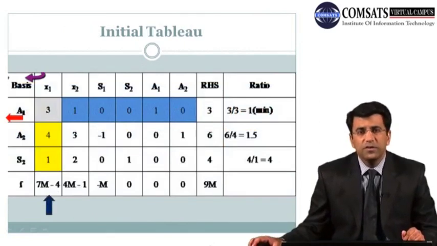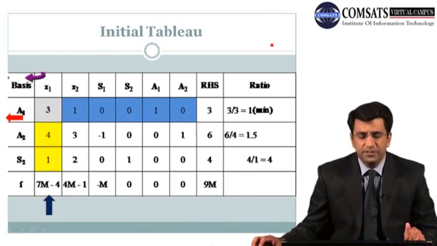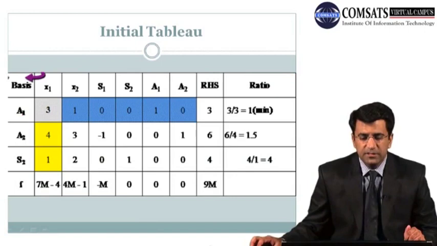Okay, now class, now we are in a position to formulate the initial tableau, and you already know about the method of formulating that initial table. And what we will do, we will make this sort of table and we will write about the basic variables as well as the non-basic variables. Our basic variables in this particular case are a1, a2 and s2, and our non-basic variables are, that is x1, x2, s1, s2, a1 and a2.